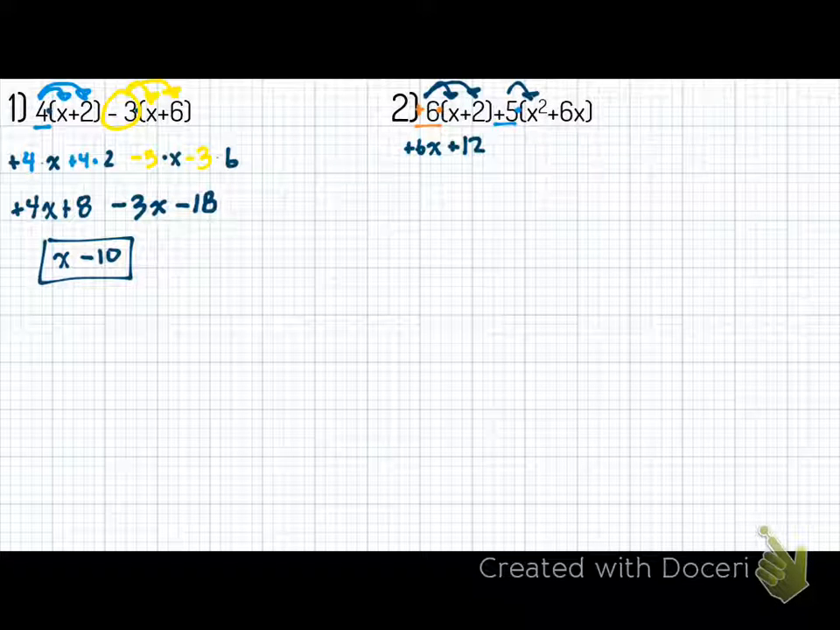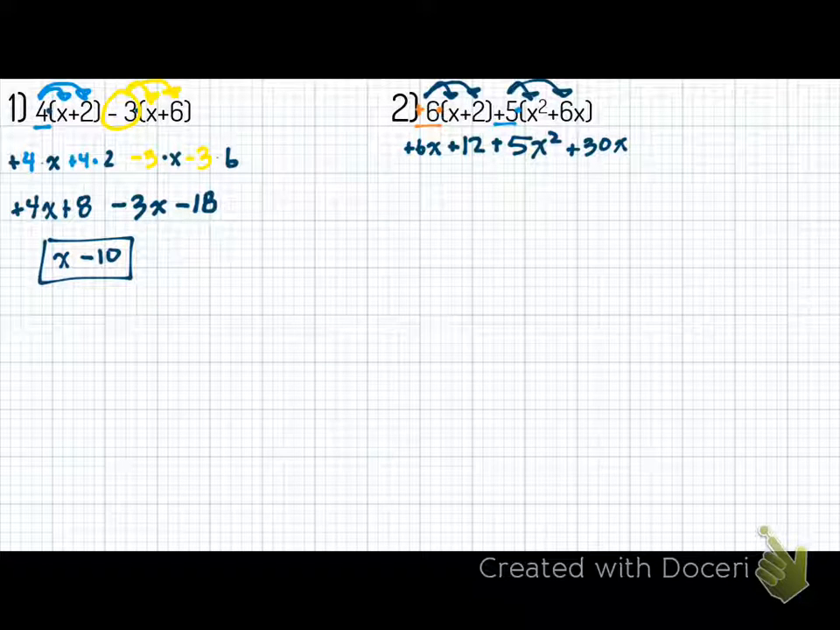We got positive 5 there. Okay, so we got positive 5 times x squared is positive 5x squared. Then we have positive 5 times positive 6 is positive 30x. Okay? So now I'm at a point where I'm done distributing. Now I can combine like terms.